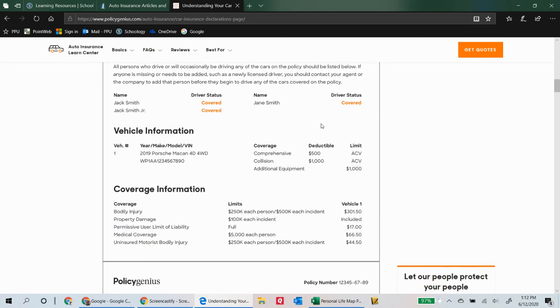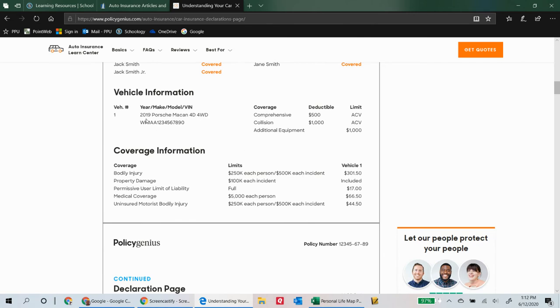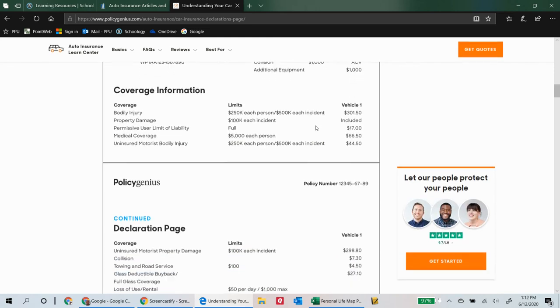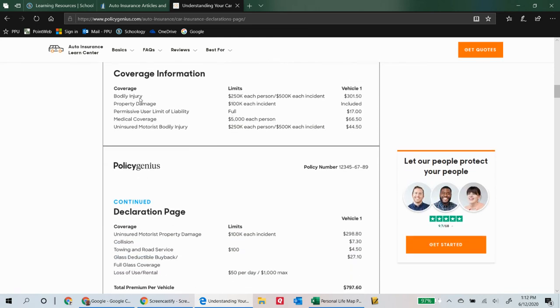But as you come down here, you can see all of the information. They have the coverage, comprehensive and collision, and the deductible is the amount that they reduce from what they're going to pay you. So here's bodily injury coverage, and you can see the policy limits are $250,000 per person up to $500,000 per incident. That costs $301.50. Property damage is included in that up to a policy limit of $100,000.